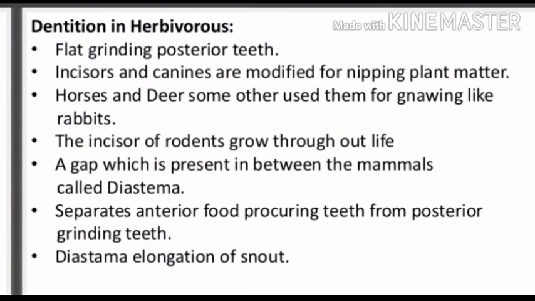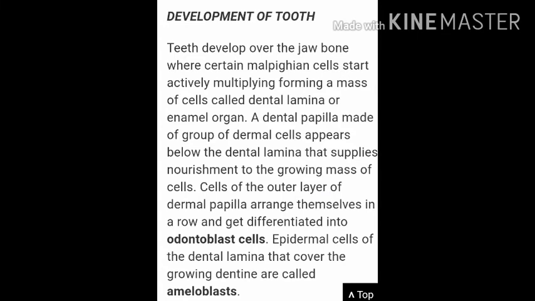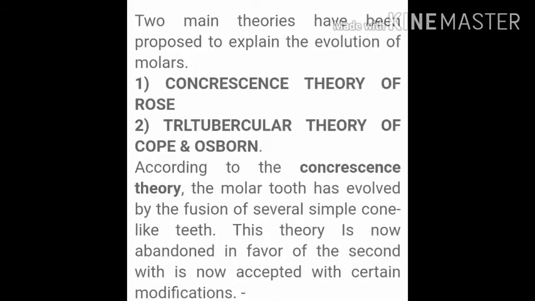And now I want to discuss the origin and evolution of teeth. There are two theories that were formulated to explain the origin of teeth. They are the Rose concrescence theory. According to this theory, two or more cones are separately and independently developed and later they united to form a triconodont or a hexaconodont.